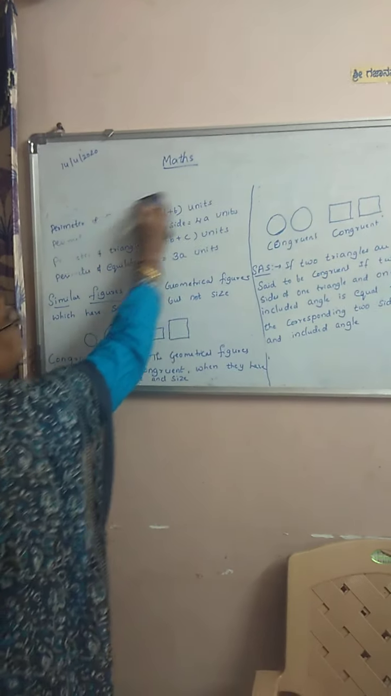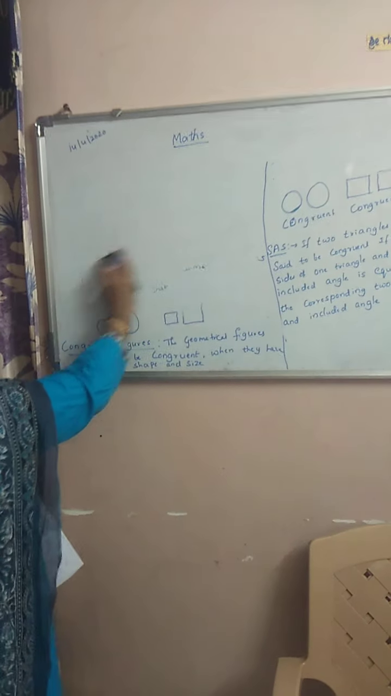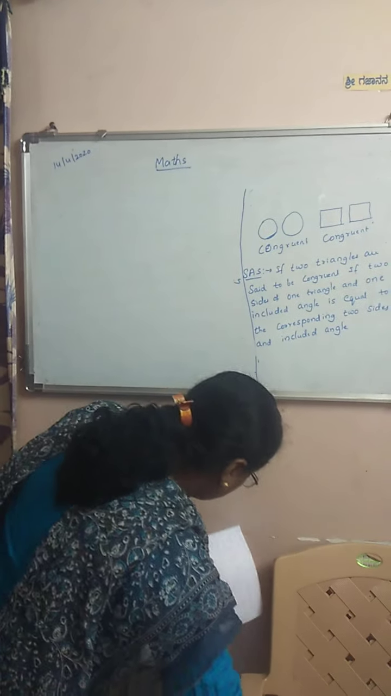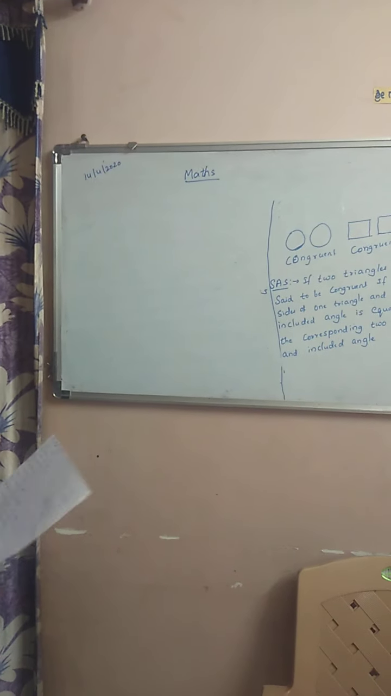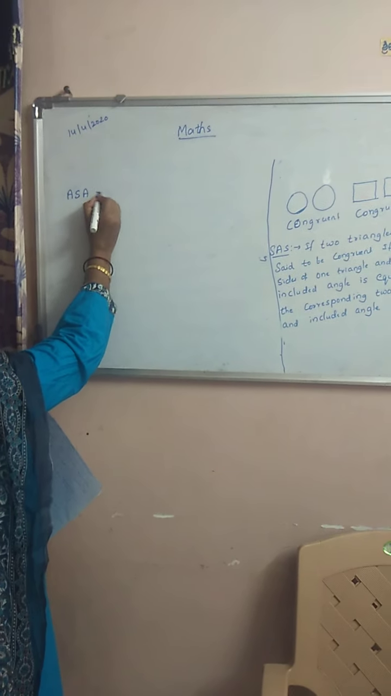Now let us learn some more congruencies. I will not write them now because you have to take that as homework. Okay, I will just explain that. You have to write the congruency rules for the next congruencies. Okay, ASA congruency, you learned this one. What is that? Angle, side, angle.